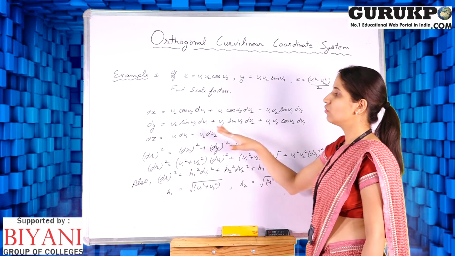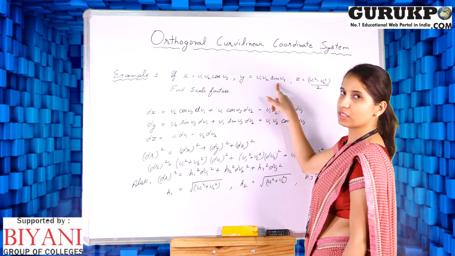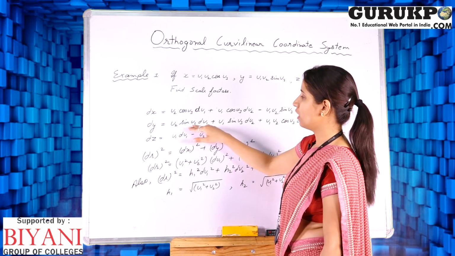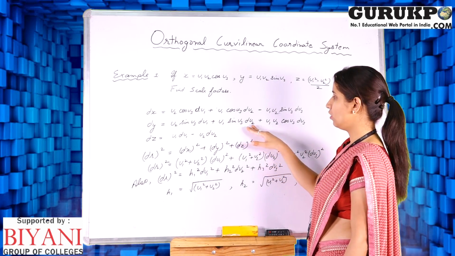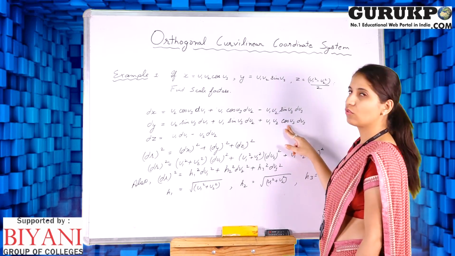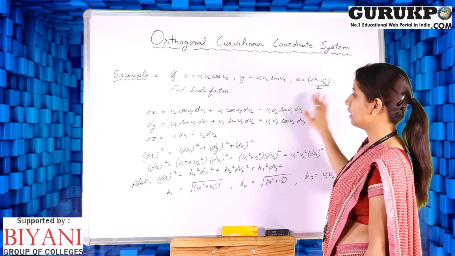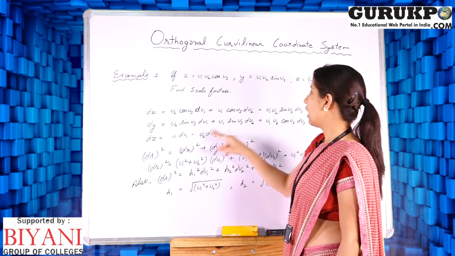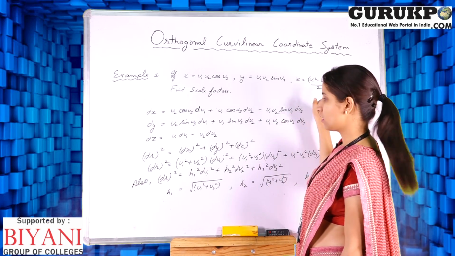Then similarly we will do it for dy. For the y value, y is u1 u2 sin u3. When we differentiate it with respect to u1, you will get u2 sin u3 du1. With respect to u2, you will get u1 sin u3 du2, and with respect to u3, sin u3 will give cos u3, so u1 u2 cos u3 du3. Similarly for z, if you differentiate with respect to u1, it will be u1 du1 and minus u2 du2. The 2 gets cancelled.